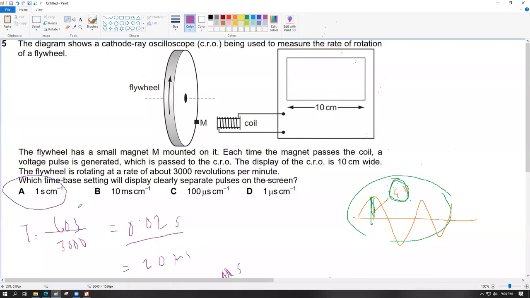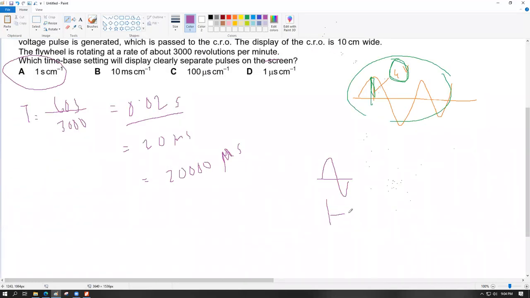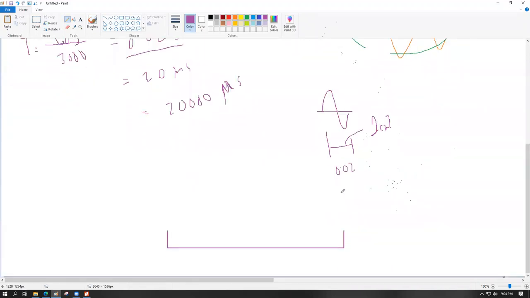One second. So in one centimeter, how many of this wave, each of which has a time period of only 0.02 second, are going to be accommodated within 1 centimeter of space? How many?